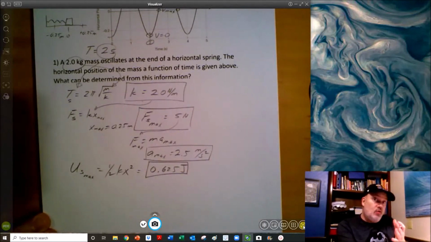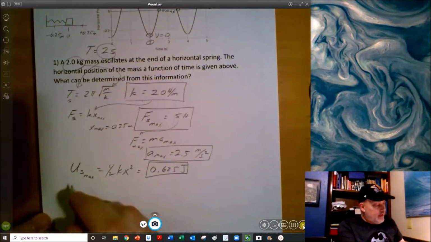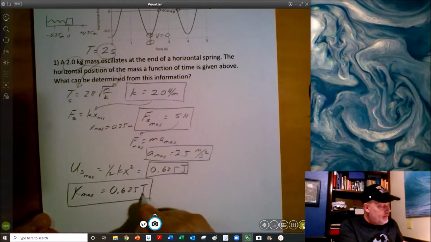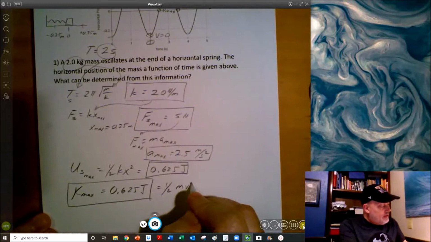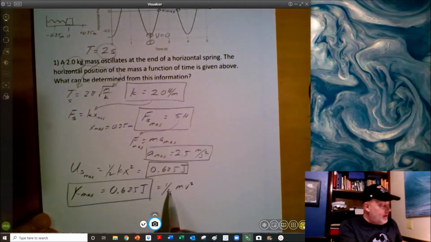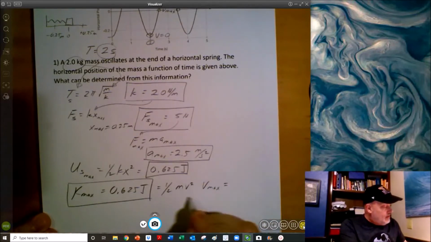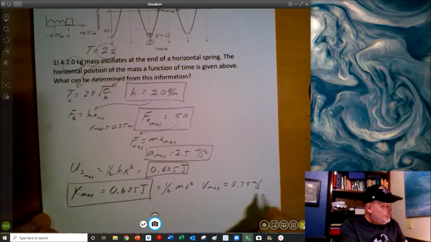And we know that energy is conserved, so when the spring potential energy is 0 at the equilibrium spot, then we know that's what the maximum kinetic energy has to be, 0.625 joules. It has to be the same. And finally, since we know that that equals 1/2 mv squared, and we know the mass of the object, we can find the maximum velocity by plugging in that information, and that's 0.79 meters per second approximately.